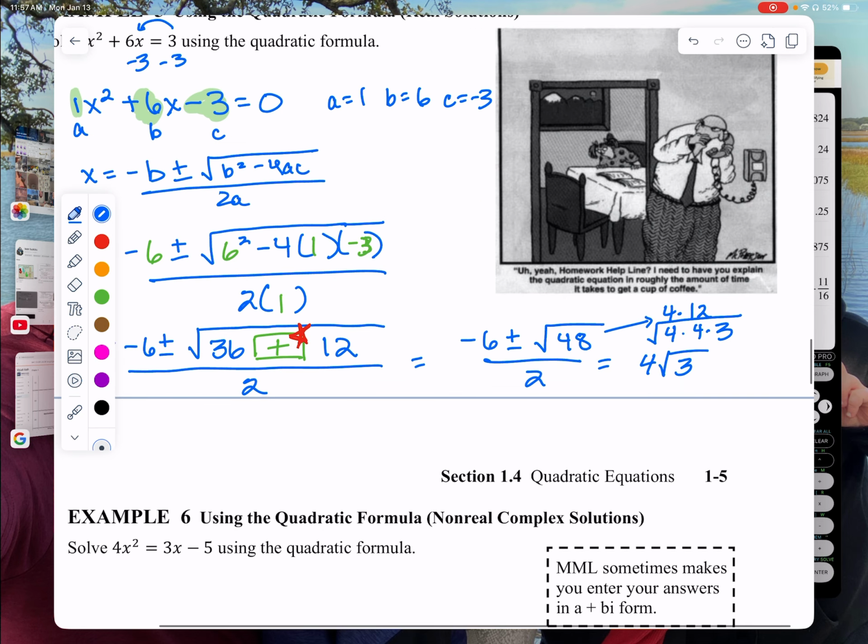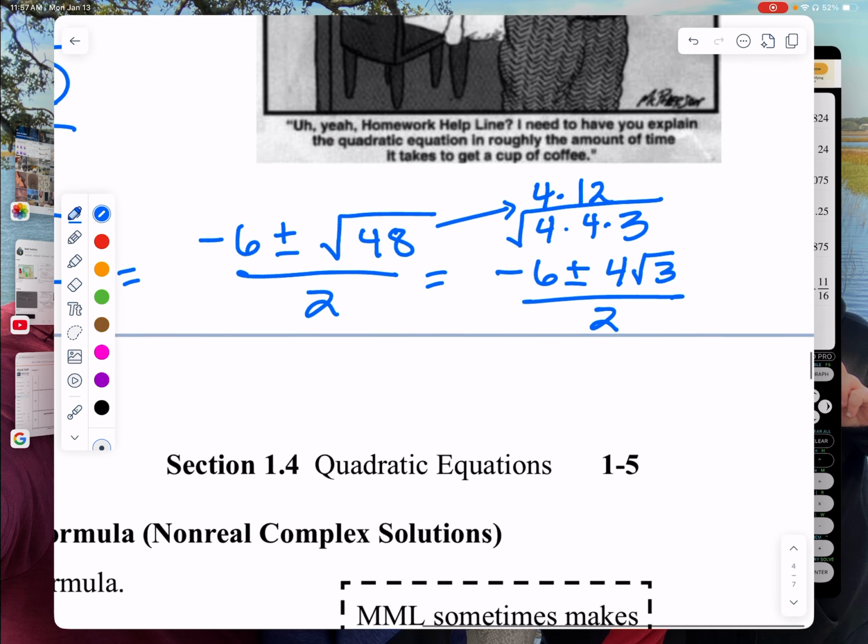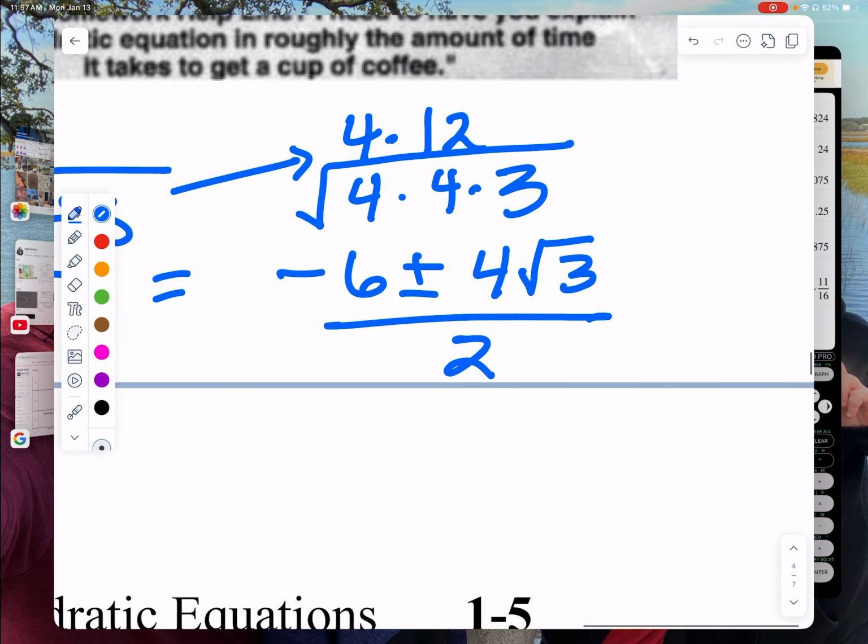So let's see. Let me put it all together. I did not put it all together. So let's do -6 plus or minus 4 square roots of 3 all over 2. Now, notice that this 2 does not divide into this 3. But that's okay because I couldn't divide it anyway. It's got a square root. But 2 goes into 4 and 2 goes into the 6.